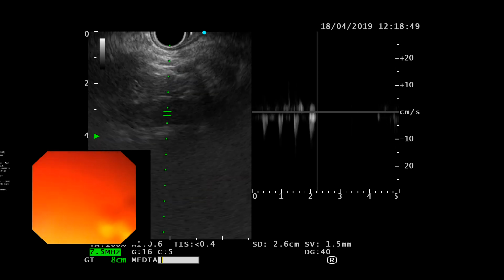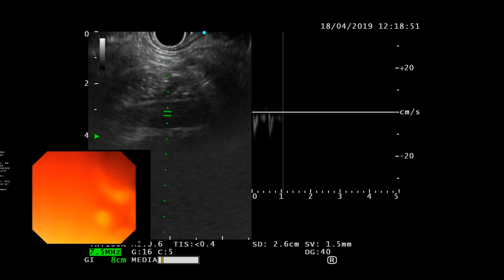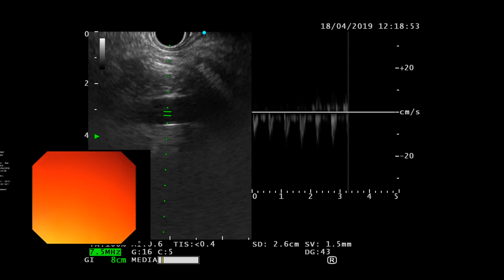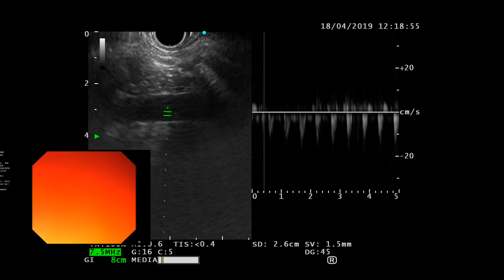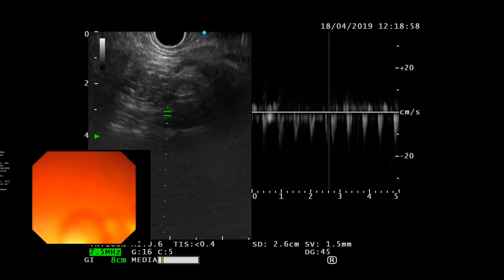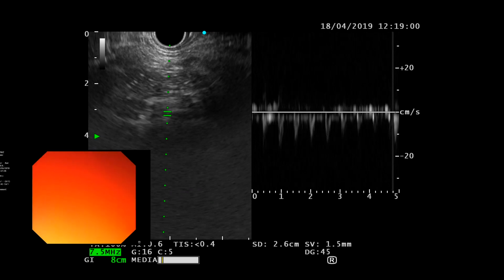And how do we do that? I believe it is this one. So if the artery is big, you need to widen the sample volume. Yes, exactly.